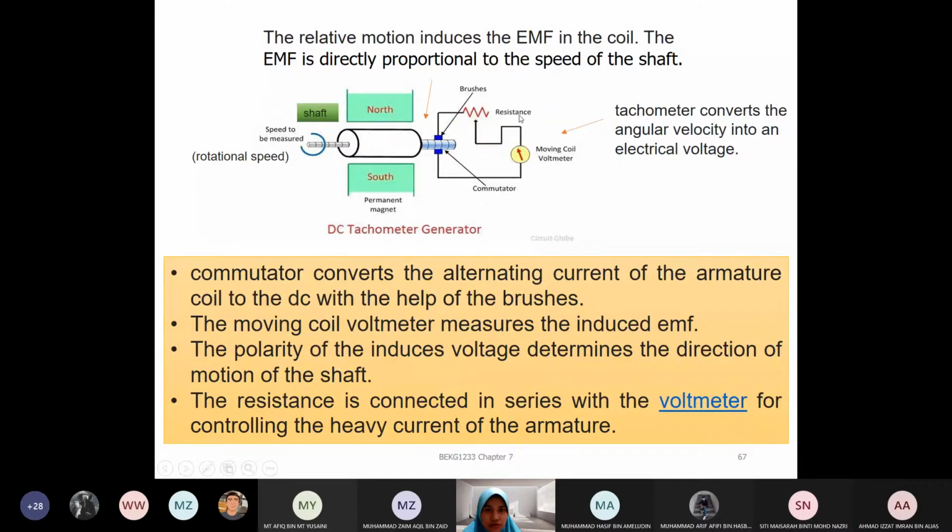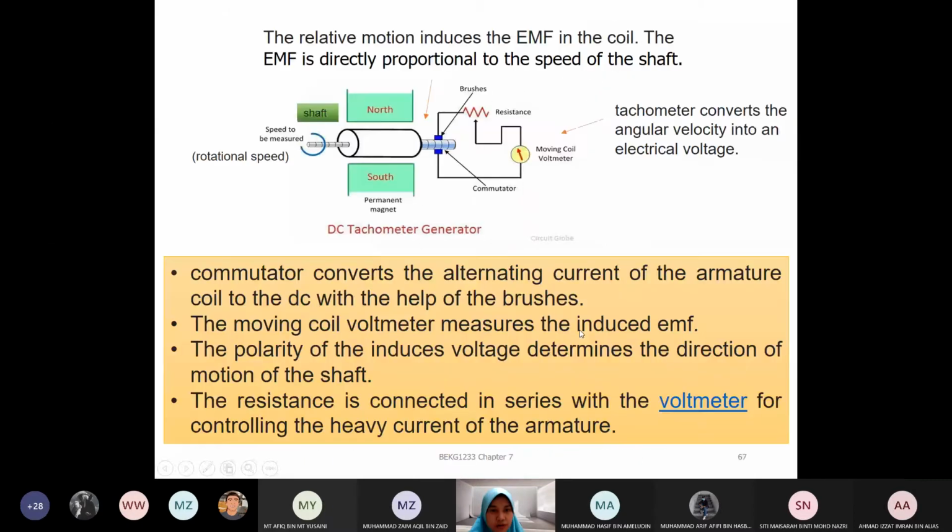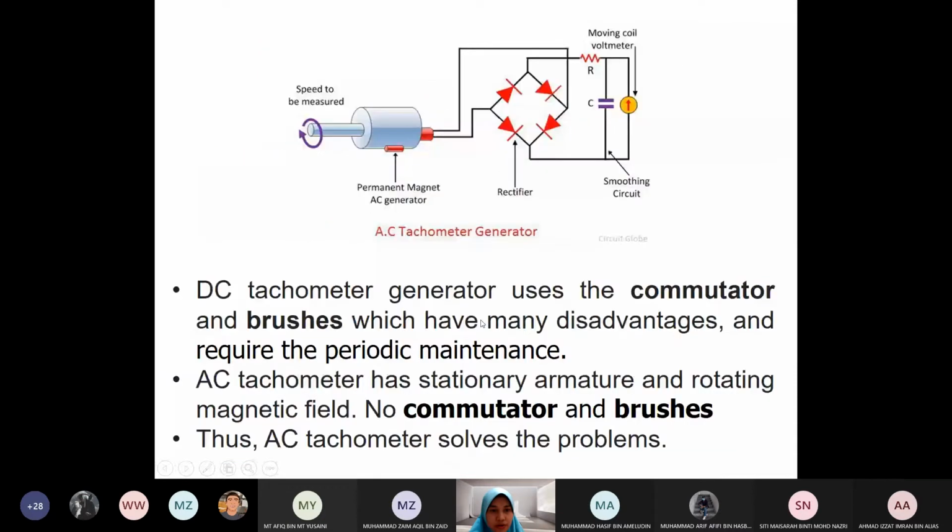This is about DC and AC tachometer. DC tachometer generator uses the commutator and brushes, which have many disadvantages and require periodic maintenance. AC tachometer has stationary armature and rotating magnetic field. Okay. No commutator and brushes. Thus, AC tachometer solves the problem. AC uses full wave rectifier circuit here. Okay. What else?